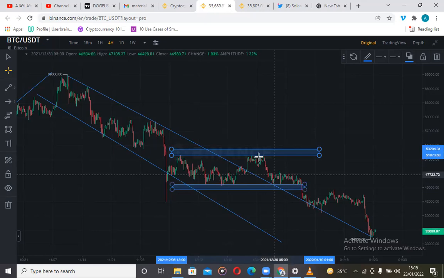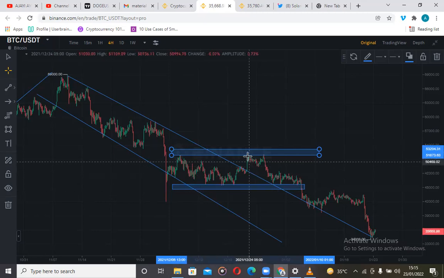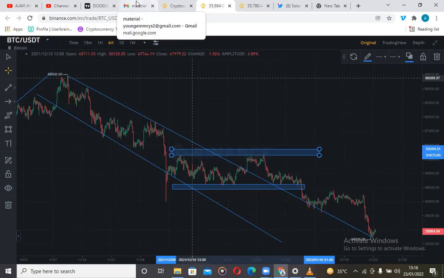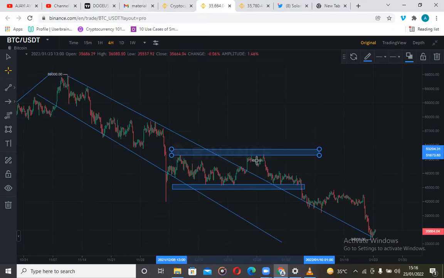So this resistance is always like, imagine yourself in a house with a roof. Then you throw a tennis ball and start bouncing it. There's no way the ball will go above the ceiling, so it always comes down. So the price ceiling is the resistance. So that's what resistance means. So you can see here, then we find a lot of support and resistance areas. Let me talk about support.